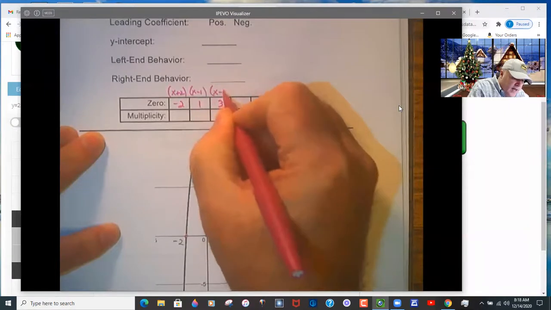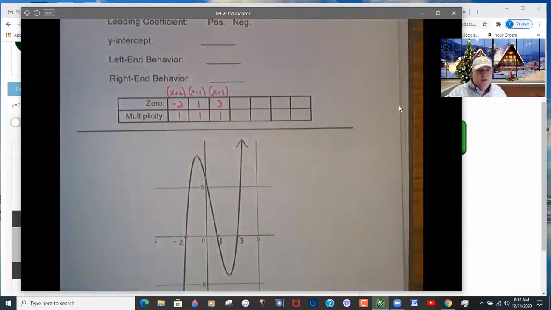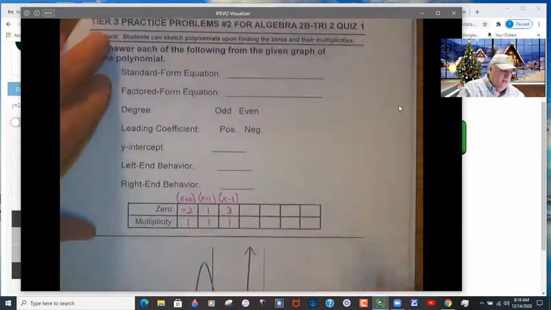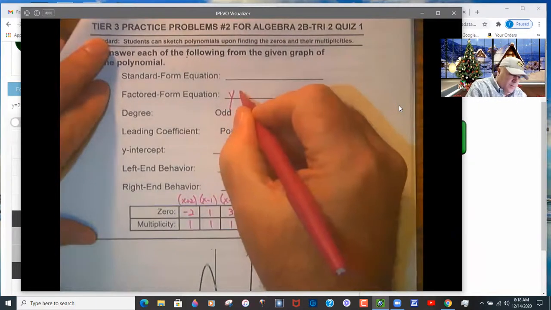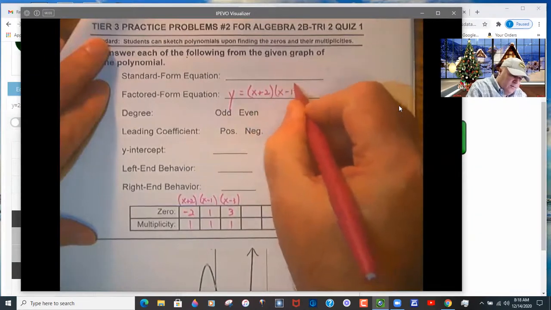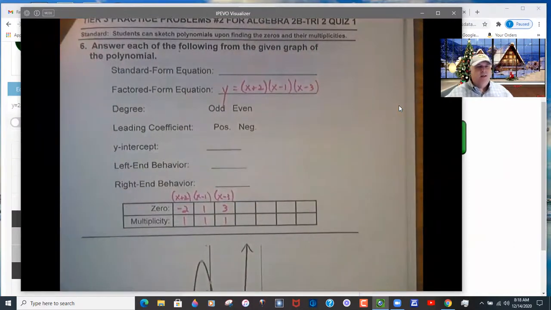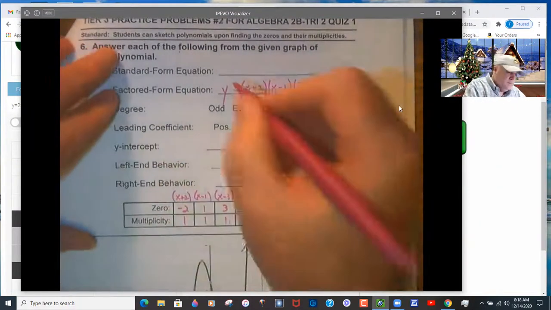So we can write the factors. There's no bounces and there's no flat cutting through. So these all have to be a multiplicity of 1. So that literally is what you put up here. Once you figure that table out, you have the factored form. Then what can you do? Take that in to Wolfram Alpha, expand it out.